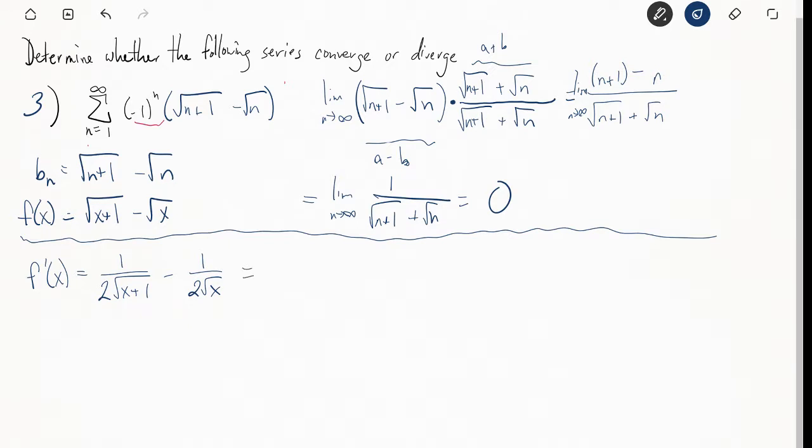Now from there, I need to get a common denominator. In order to do that, I need a square root of x in the first term. So I'll put a square root of x down below, but that means I put a square root of x up top. And in the second case, I need a square root of x plus 1. So I need that down below and up top.